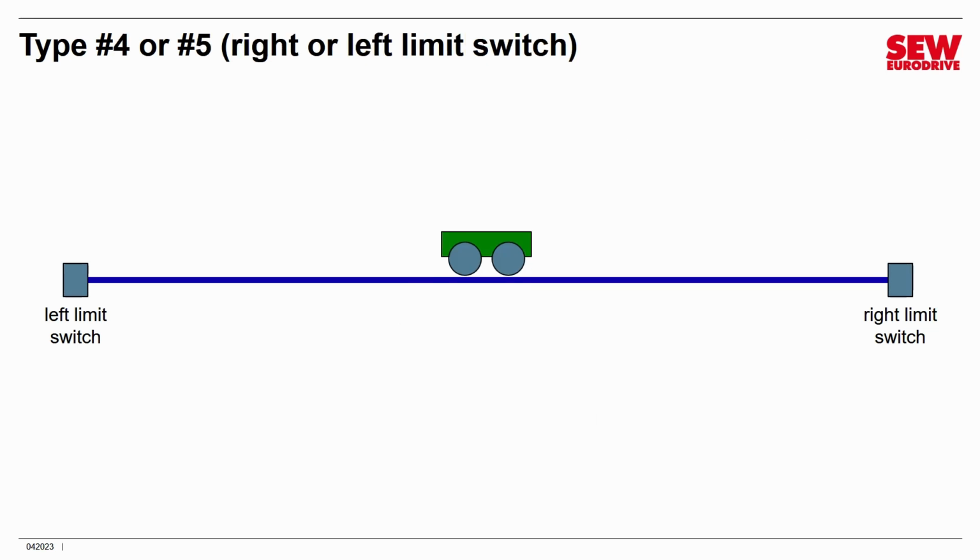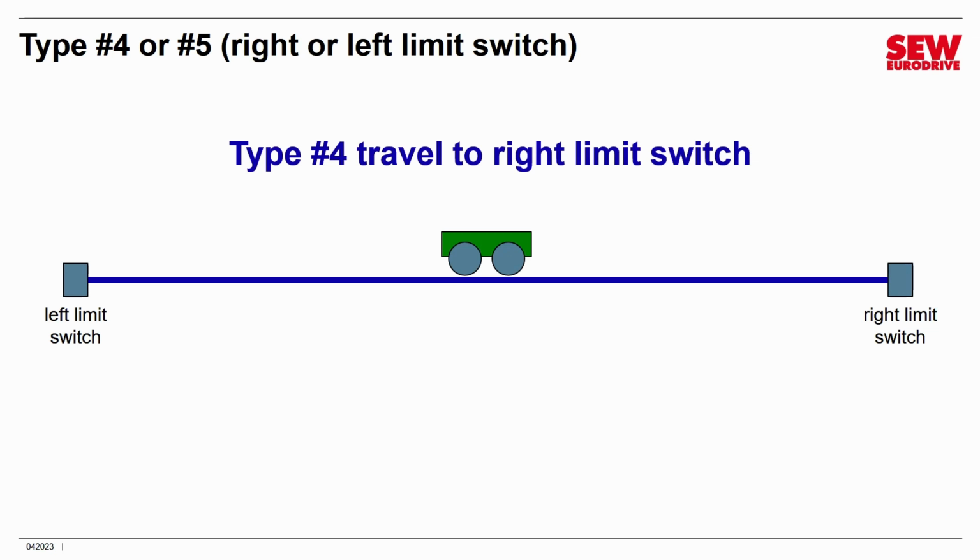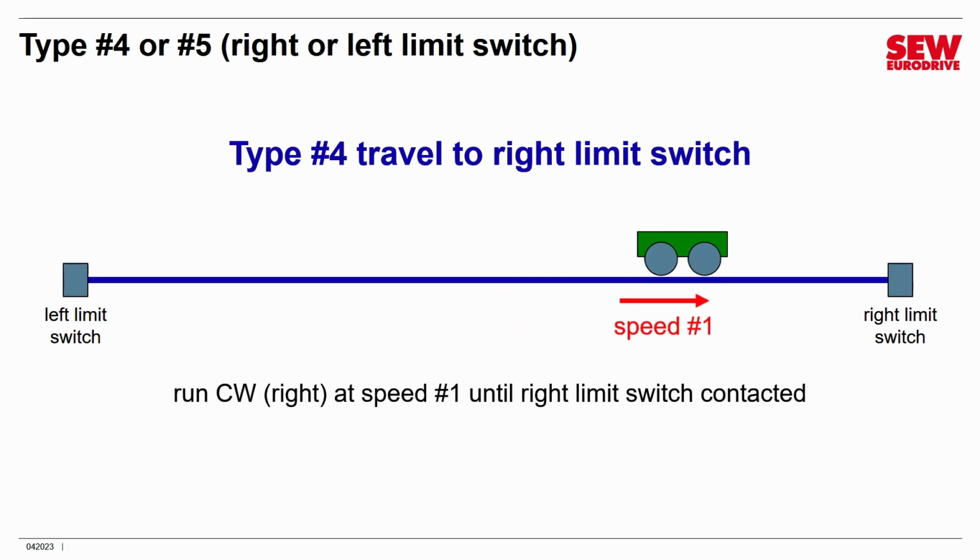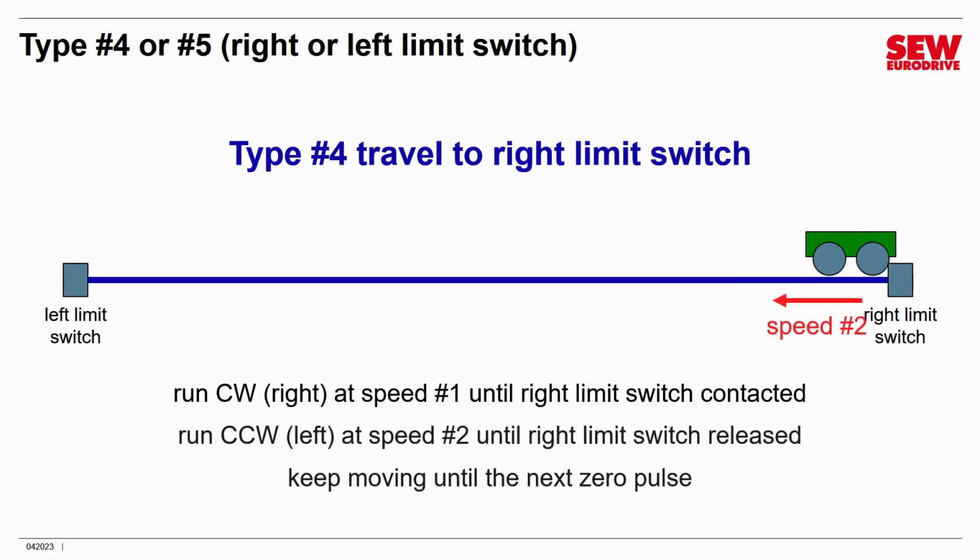All right, moving on. Type 4 and 5. The goal is to travel either to the right or the left limit switch. Very, very simple here. We'll look at type number 4, where you travel to the right limit switch. So you move at the higher speed until you tap the limit switch, and then you back away at the lower speed just until it releases. And this one requires the 0 pulse. It keeps moving until the next 0 pulse occurs, and then it declares itself referenced. Type number 5, it would be the same, except you'd be on the other limit switch.